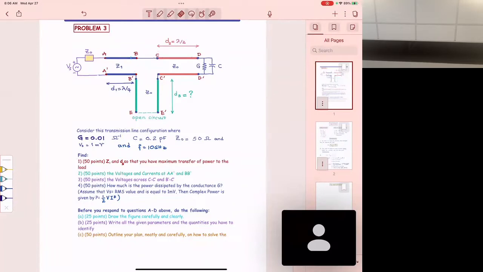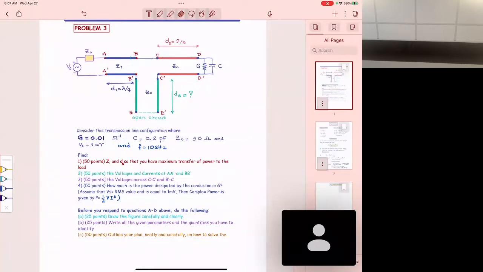And then I start: find Z1 and this abyss, so that you have maximum transfer of power to the load. That's one. Find the voltages and currents at AA prime, BB prime. Right? We have that in there. But we'll solve it. How much is the power dissipated by the conductance?